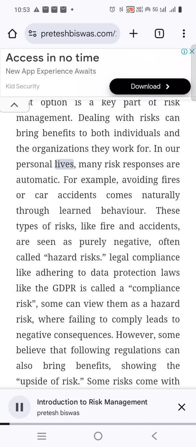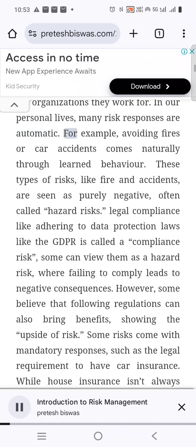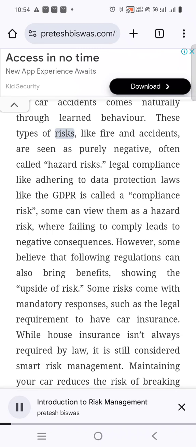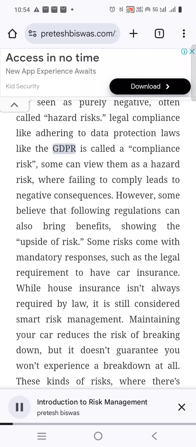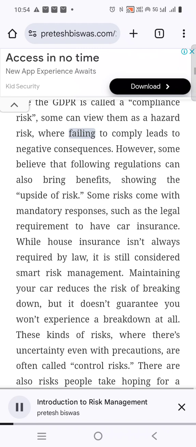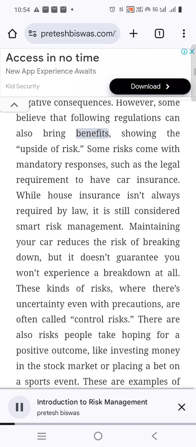In our personal lives, many risk responses are automatic. For example, avoiding fires or car accidents comes naturally through learned behavior. These types of risks, like fire and accidents, are seen as purely negative, often called hazard risks. Legal compliance, like adhering to data protection laws like the GDPR, is called a compliance risk. Some can view them as a hazard risk, where failing to comply leads to negative consequences. However, some believe that following regulations can also bring benefits, showing the upside of risk.